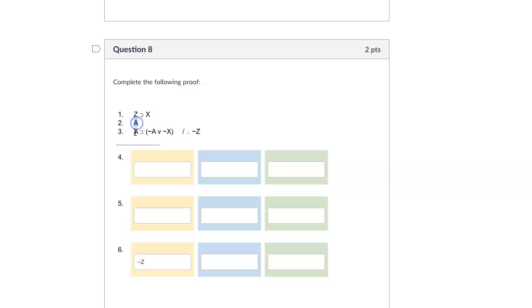First I use modus ponens to get this on its own line, and then I use A again as part of disjunctive syllogism to get not X on its own line. There's nothing that says you can't refer to a line more than once. Once I have not X on its own line, I have what I need to apply modus tollens to get not Z on its own line.